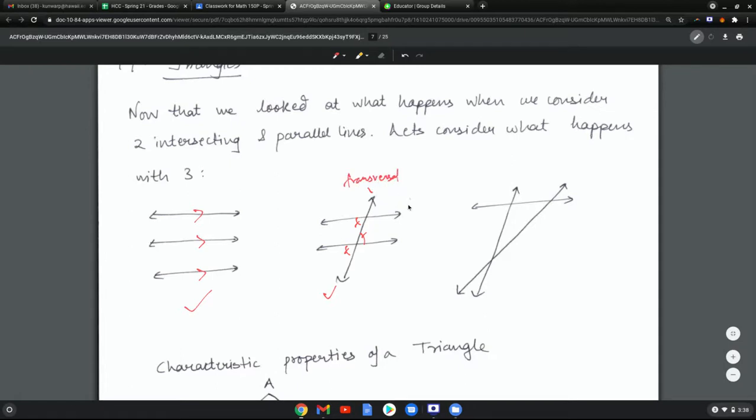So that leaves us with the last interesting case, which is what happens when these three lines, no pair is parallel. When this happens, what you get is a bounded region. And this region is called a triangle.